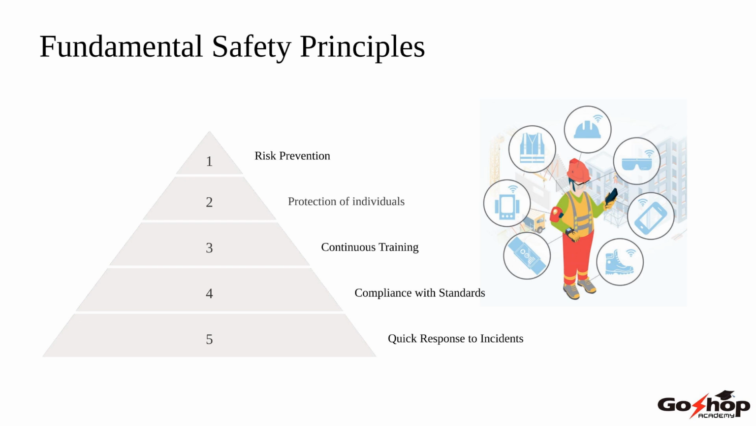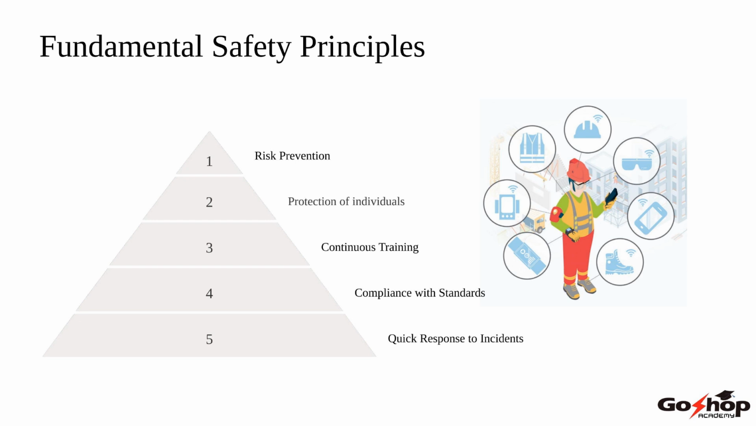5 Fundamental Principles of Safety. Let's focus on 5 fundamental principles that should guide workplace safety. 1. Risk prevention. This involves identifying and mitigating dangers before they occur through training, inspections, and effective use of safety equipment. 2. Protecting individuals, ensuring the well-being of employees by providing adequate PPE and fostering a healthy work environment.